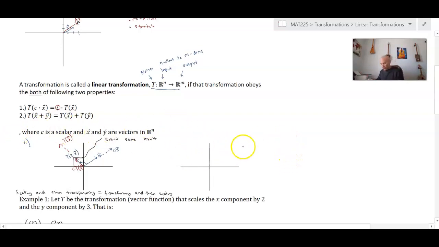Now let's look at property 2. Property 2 has a very similar idea here. It says that if you add together 2 vectors and then transform it, you should get the same thing as if you transform the vectors first and then add them. Okay, so visually, we would maybe have 2 vectors, x and y. And maybe I'll just draw them like this. Okay, so you have 2 vectors, x and y. You add them together. Okay, so what does that mean to add them together? Well, that means you put them together tip to tail.